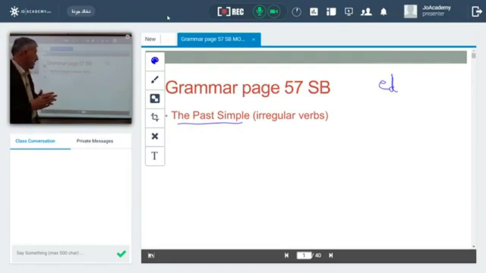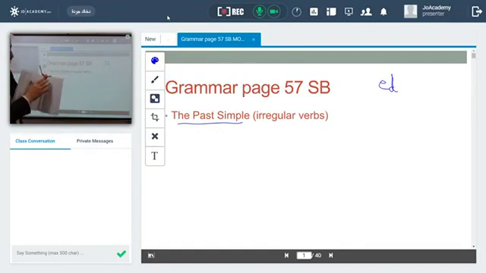Here, for the irregular verbs, we have to learn them by heart. There is no fixed rule to make it simple past. So we need to learn them. We need to go to page 78, 79 of your activity book. We have a list of irregular verbs. So please go to your activity book, page 78 and 79.